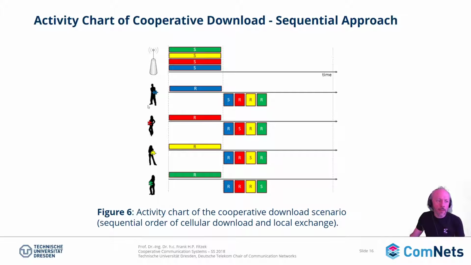And what will happen then is, for example, the blue guy, after receiving his part over the cellular, can send it out on the short range. While in parallel, all the others would receive over the short range the piece that they did not get over the cellular, but the blue guy did. And after that, the red guy will do the same. He will send it out, the others listen, then the yellow will do it, and then the green one.